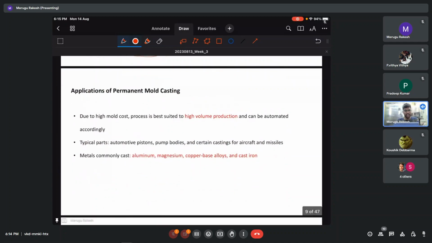Some of the applications are where there is a requirement of high volume production. We should not directly go for permanent mold casting. We have to see the volume, then only we have to go. Otherwise, we have to start with sand casting because it is cost effective. Some of the components are automotive pistons, pump bodies, aircraft missile parts, etc. These are some of the parts typically made by permanent mold casting, and these are some of the alloys used during permanent mold casting.